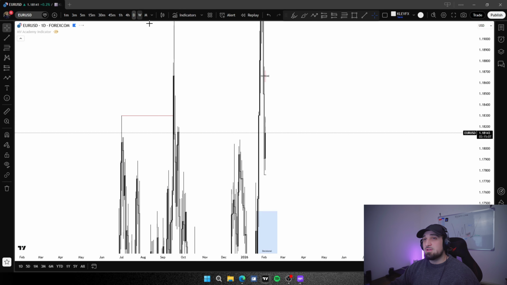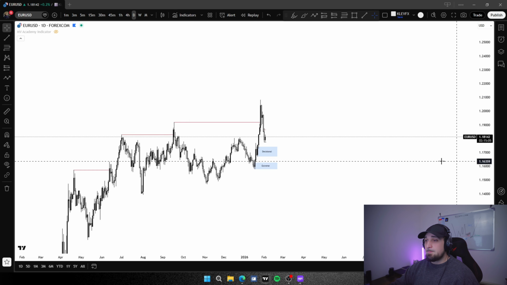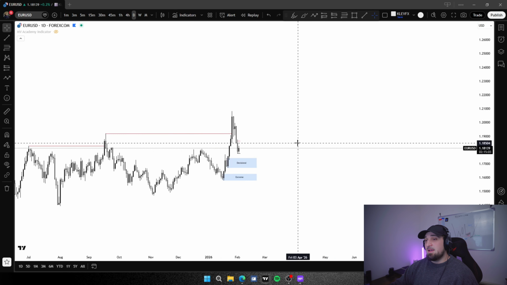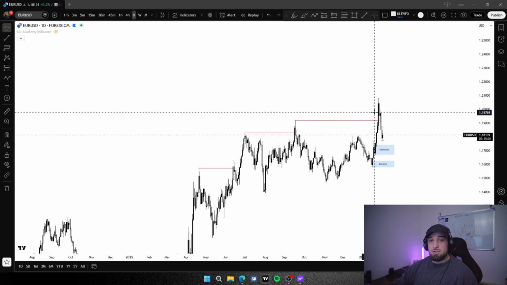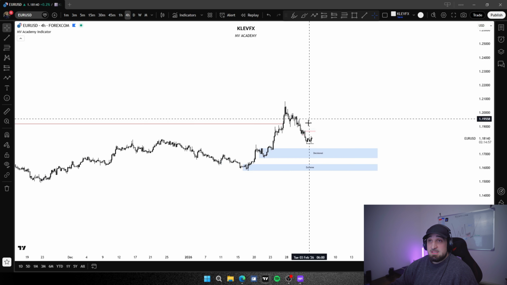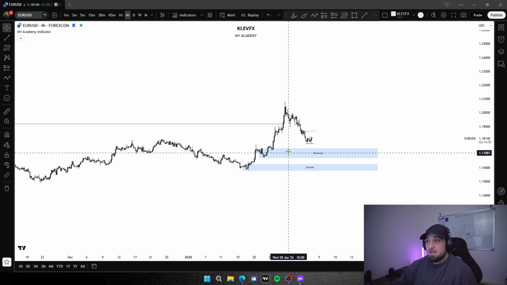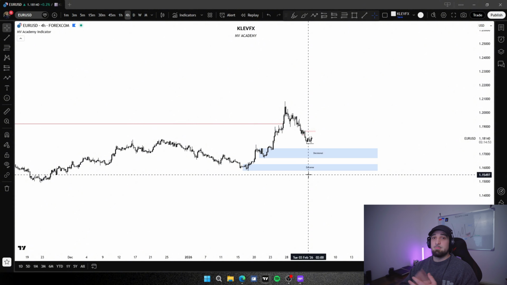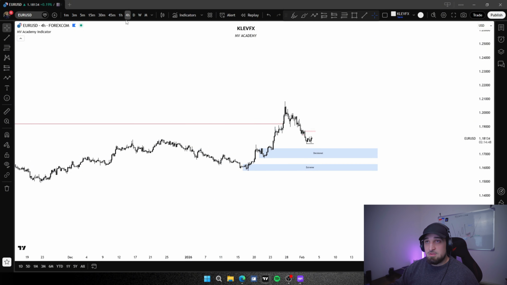Because if you just looked at the daily right now, you might be thinking that, okay, we're bullish, we're just going to keep buying. But on the lower time frame, as you can see on the 4 hour, we're clearly bearish. We're heading towards these decisionals. So you're going to say, oh, I can't buy because I need to wait for price to come into these decisionals. Okay, so you can't buy.